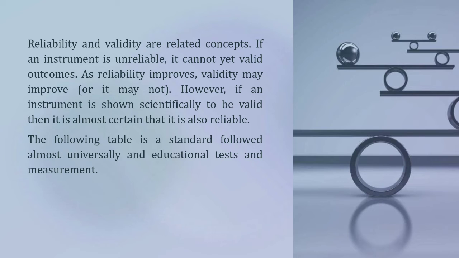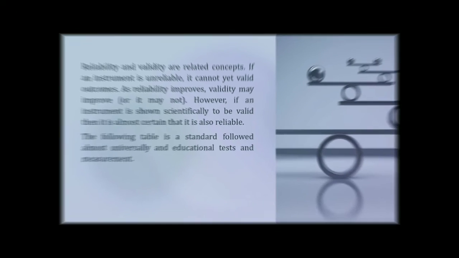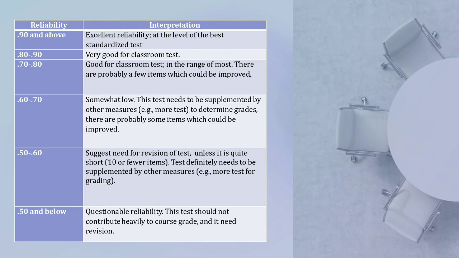Reliability and validity are related concepts. If an instrument is unreliable, it cannot yield valid outcomes. As reliability improves, validity may improve or it may not. However, if an instrument is shown scientifically to be valid, then it is almost certain that it is also reliable.